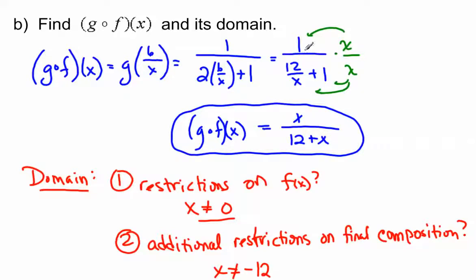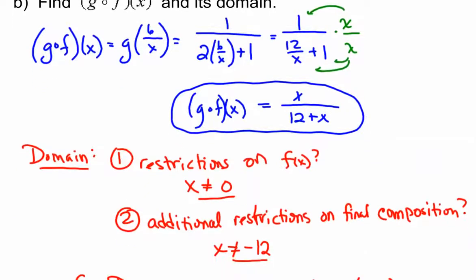Now this is a complex fraction. I don't like fractions inside of fractions, so we look for the common denominator. Well, it's x, the only one that's there. I'm going to multiply everything on the top and everything on the bottom by x. That gives me x on the top. Distributing here, the x's cancel and I get 12. Distributing here, we get plus x. So that's my composite function.